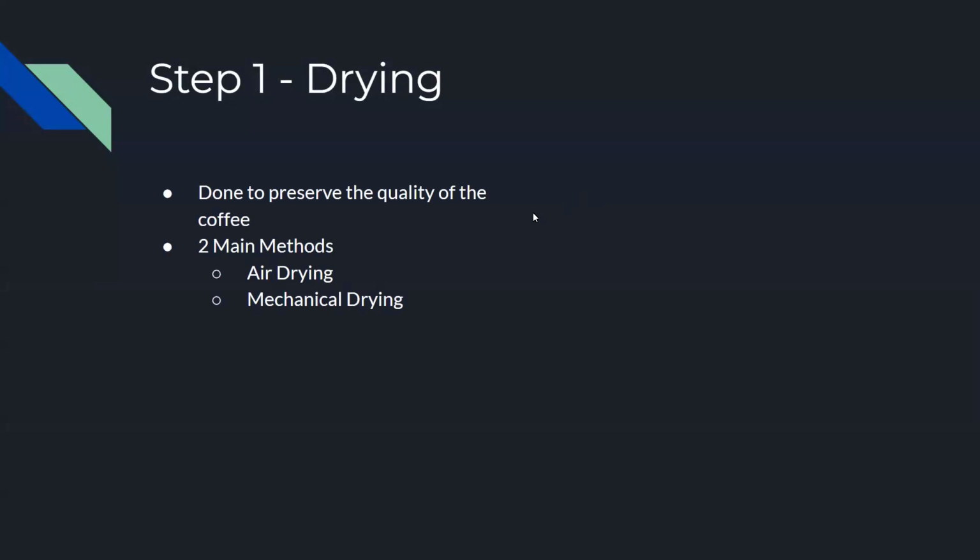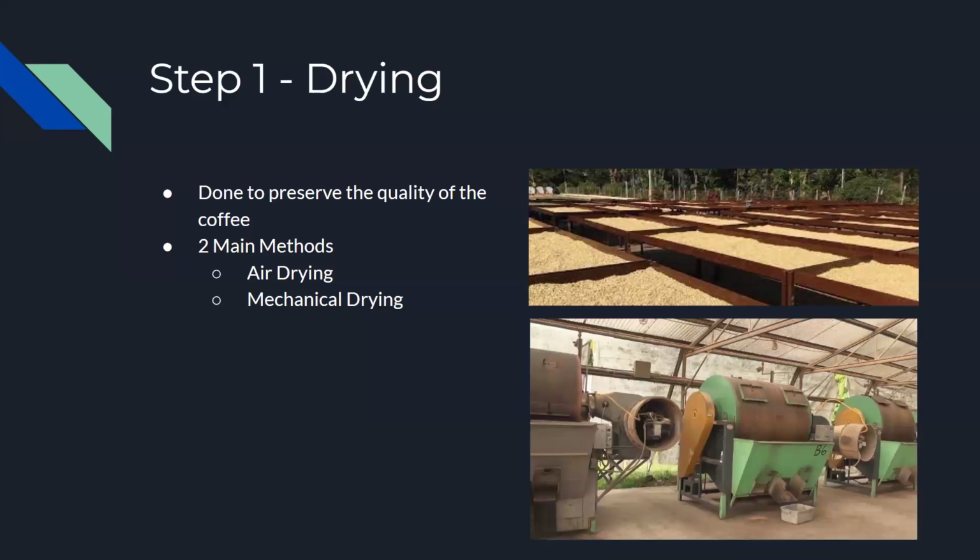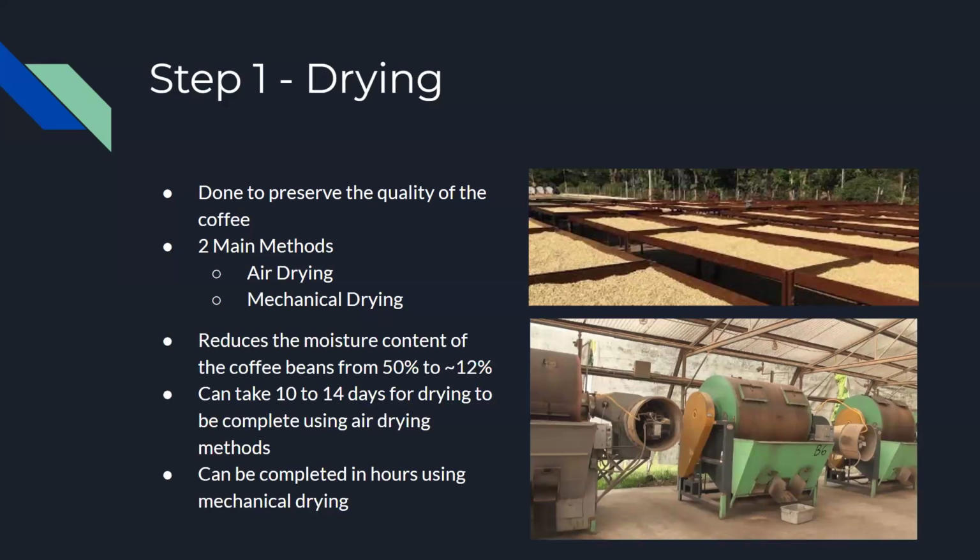There are 2 main methods for drying coffee. The traditional method is using air dry. So you're basically just laying out these coffee beans flat outside and using the sun to dry them. This was the traditional way. And then the more modern method is to actually use mechanical drying. So you would use tumblers that you can apply heat to. Although these look like 2 very different methods, they are there to do the same thing. They're there to reduce the moisture content of the coffee beans.